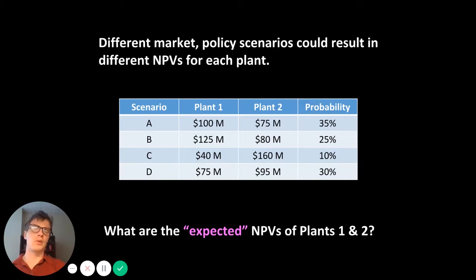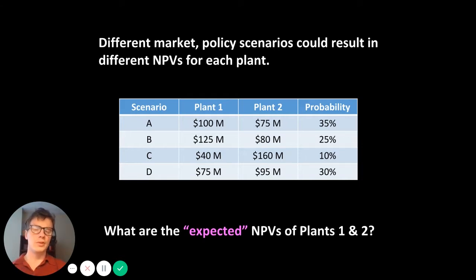And let's say we've calculated the net present value for 2 plants under 4 different scenarios. How would we choose which plant to go with? Considering the fact that we have these 4 different scenarios that have different probabilities of happening.